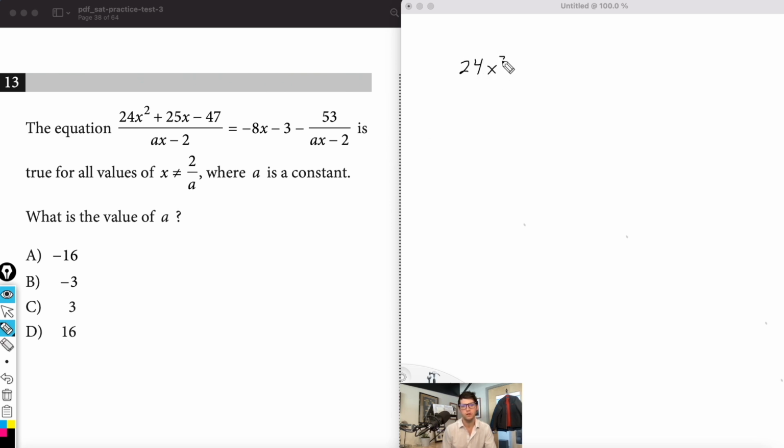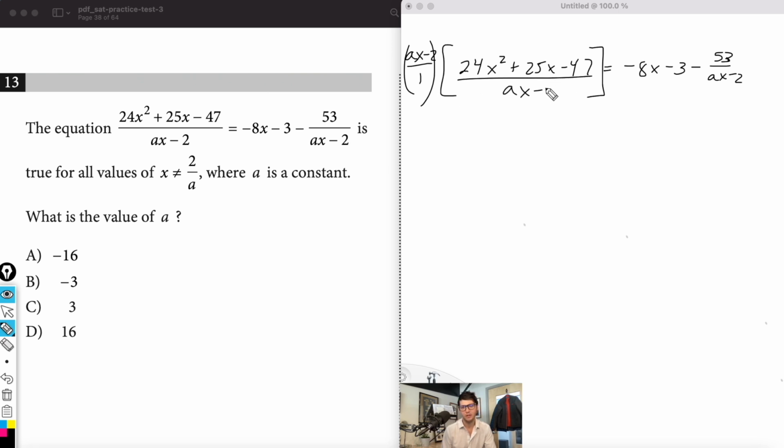If I have 24x squared plus 25x minus 47 equals all this business over here. And then if I multiply both sides by ax minus 2 over 1, I guess this is all over ax minus 2, that was the point. So if I multiply ax minus 2 over 1 times all this stuff, which is divided by ax minus 2, these cancel. If that's unclear, we should do some algebra work and then come back to a problem like this. But multiplying by a reciprocal is how you get rid of a denominator. And if you do something to one side, you have to do it to the other.